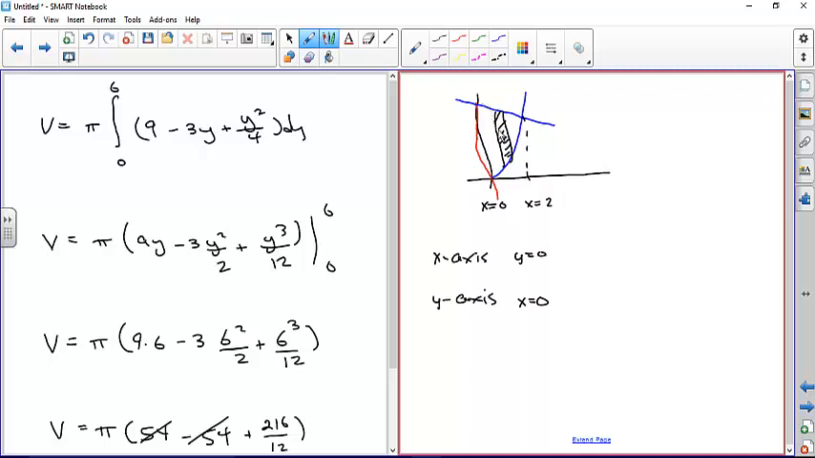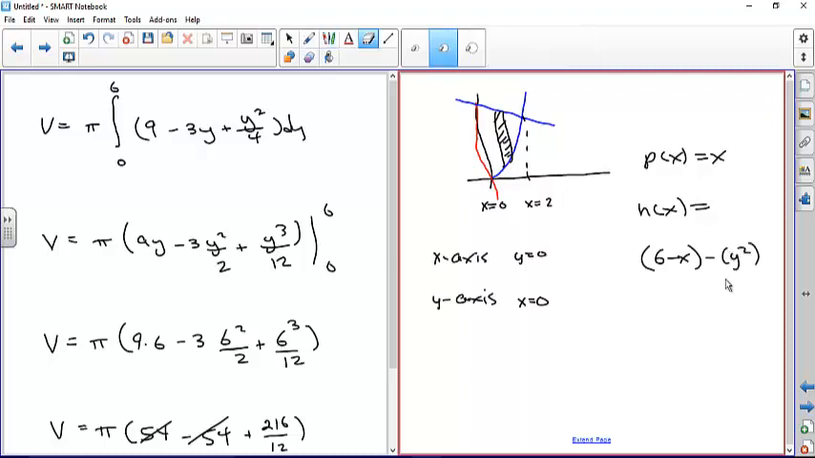Okay, so with the shell method, we're going to integrate with respect to x, and for rotating around the y-axis, p of x in this case is just x, and h of x is the difference in these two functions. So the upper function is 6 minus x, and the lower function is y equals x squared. So this is y equals x squared. This is 6 minus x. So that's what h of x is going to be.